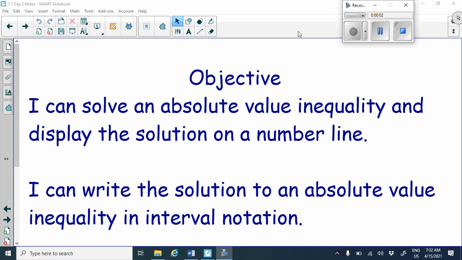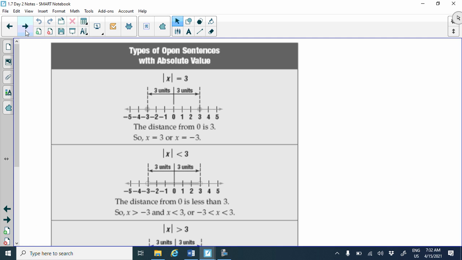Hey guys, so here's the notes for 1.7 day 2. We're going to be talking about solving absolute value inequalities. Now, when we solve absolute value inequalities, it's going to be similar to how we solved absolute value equations. We're going to create two, in this case, inequalities, okay, and solve them. But we also have to do some extra things. We will have to display our solution on a number line and write our solution in interval notation.